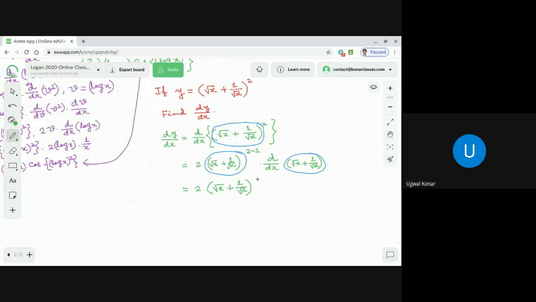Then from our fundamental rule, what we know? It is d/dx of square root of x. Square root of x means what? x power 1 by 2.